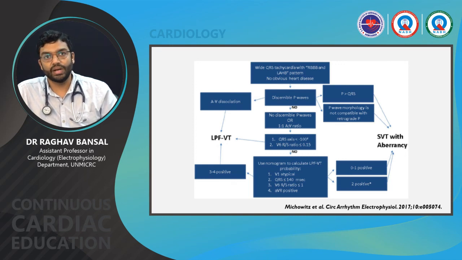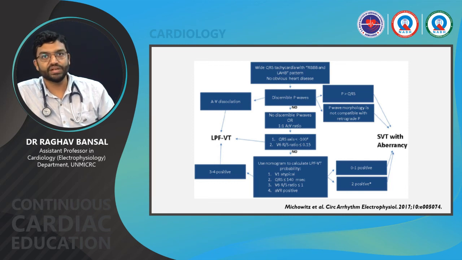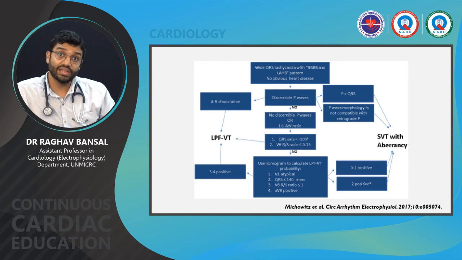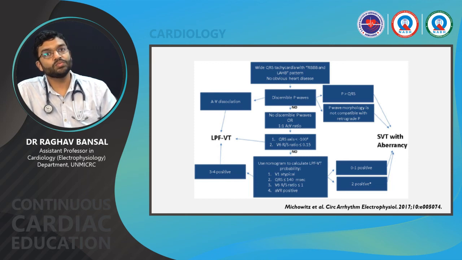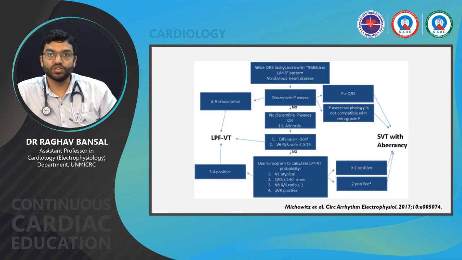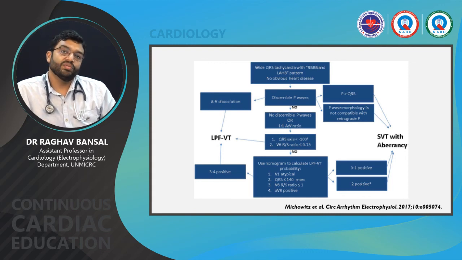If the bundle branch block pattern in V1 is atypical, it points towards VT. If the QRS width is less than 140, it points towards VT. So you need to remember this. This is one of the examples where a narrower QRS points towards VT and a broader QRS points towards an SVT with aberrancy. And again, AVR positive points towards a VT, and an RS ratio of less than 1 points towards VT.